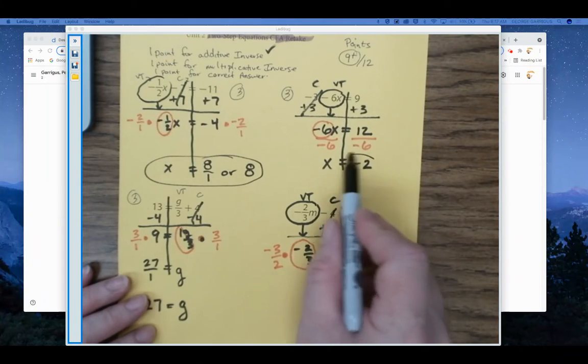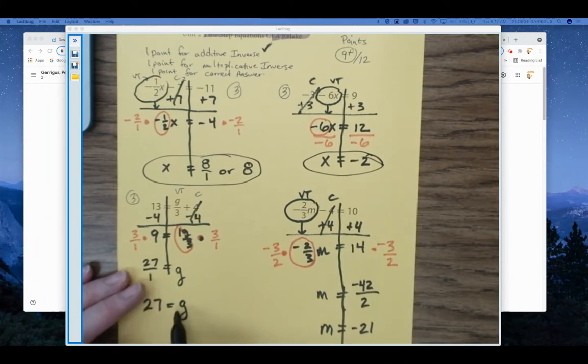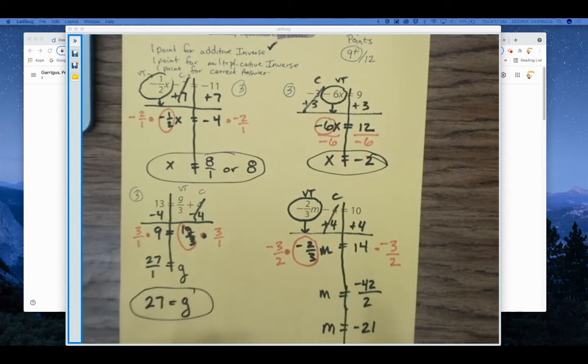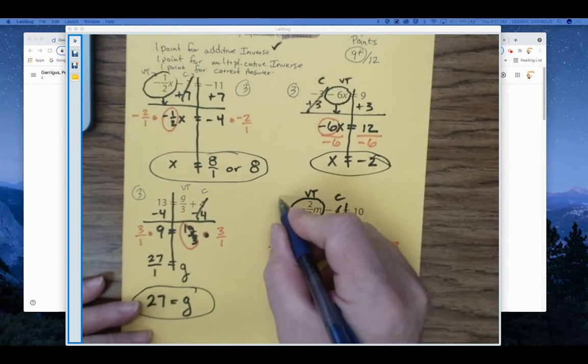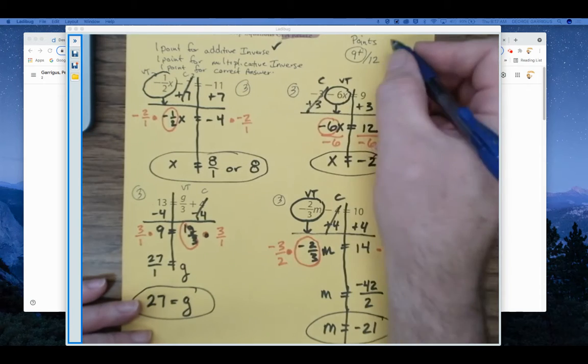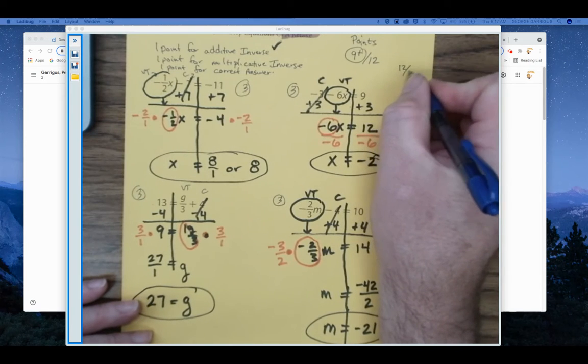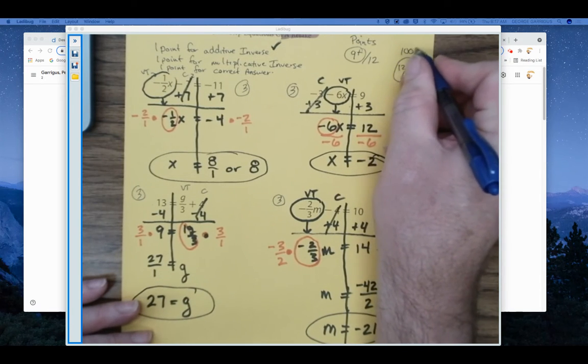That's a really good policy. Circle all your answers. That would be worth 3. And now you're done with the retake. That's a score of 12 out of 12, 100%.